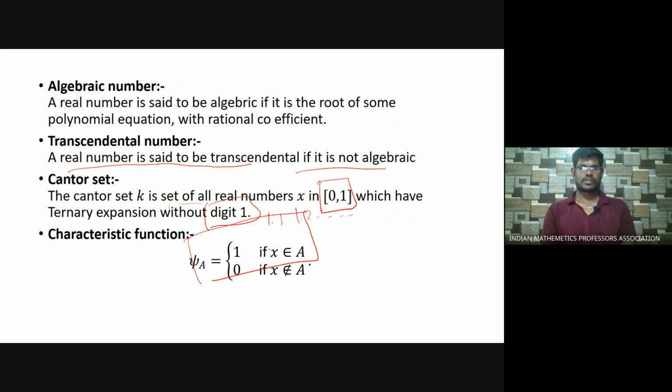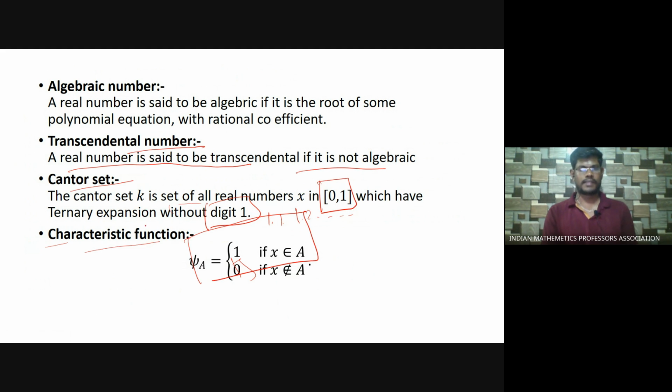Okay, so this is a Cantor set, and this is its characteristic function. K of A: if x belongs to A, then we put 1. Suppose x does not belong to A, then we put 0. Okay, so this is a characteristic function. Already we have seen that this is uncountable, and this is uncountable, and this is also uncountable.